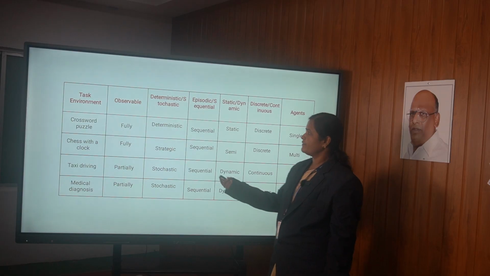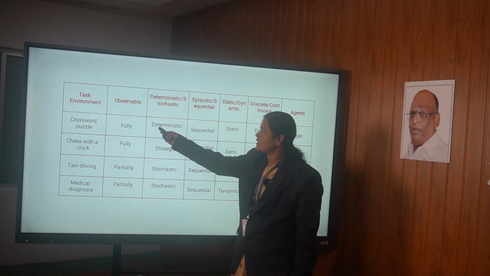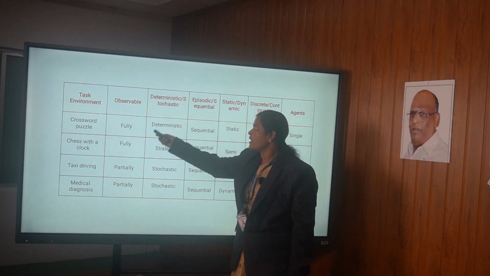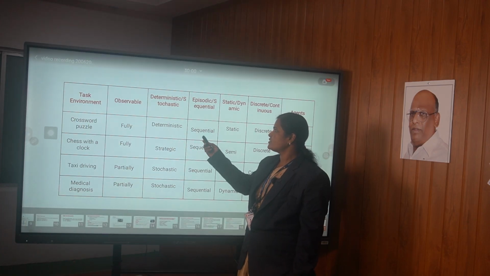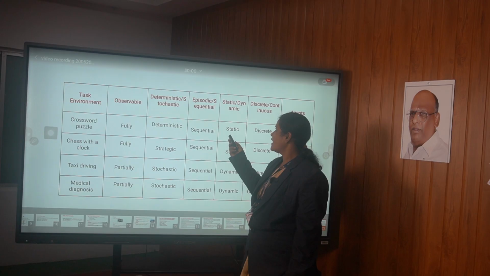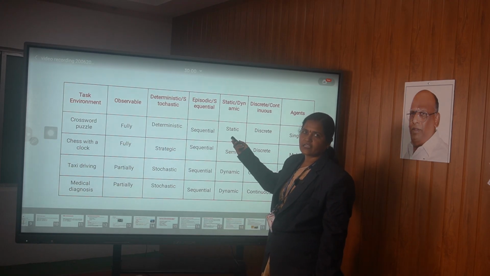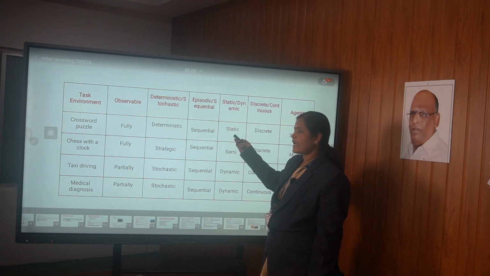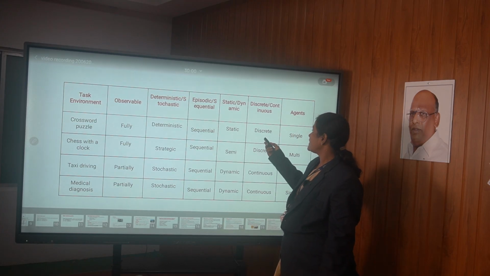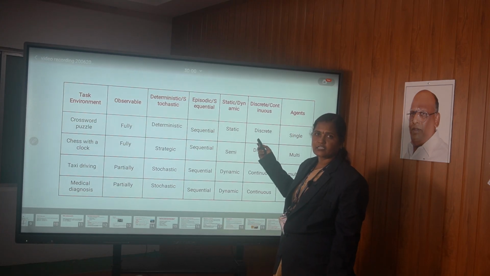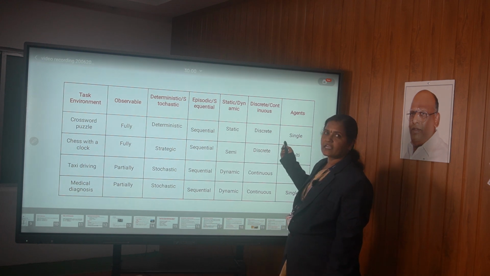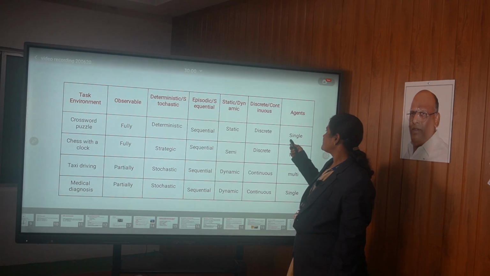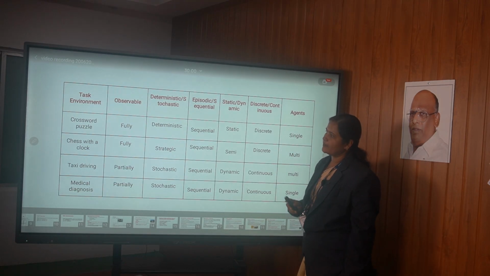So here we see that a crossword puzzle comes under a fully observable environment. This comes under deterministic, and it is also a sequential type of environment, and the environment is not changing whenever the agent is taking decisions. That is why it is a static environment. Then the environment is changing in steps. That is why it is discrete, and only one agent is involved here. That is why it is a single agent environment.